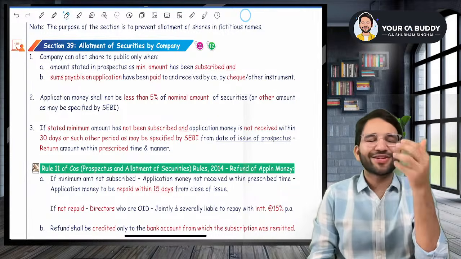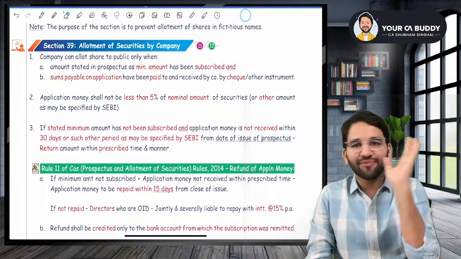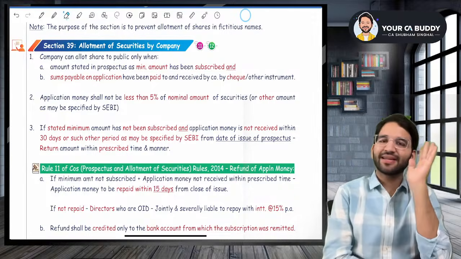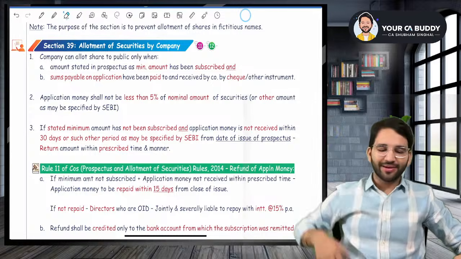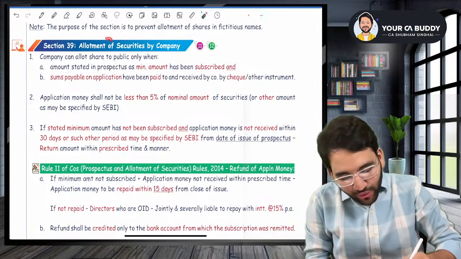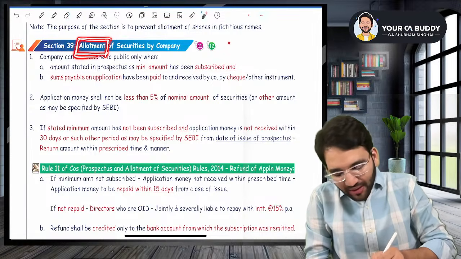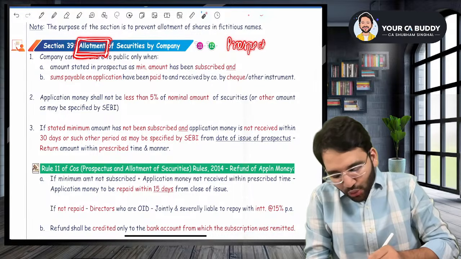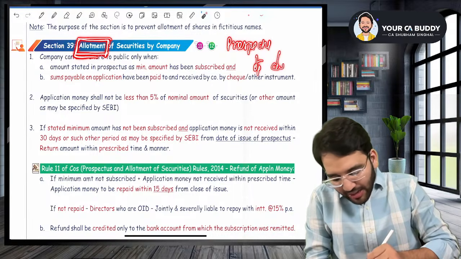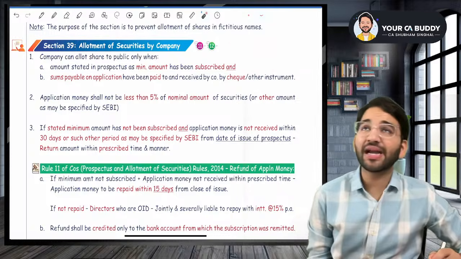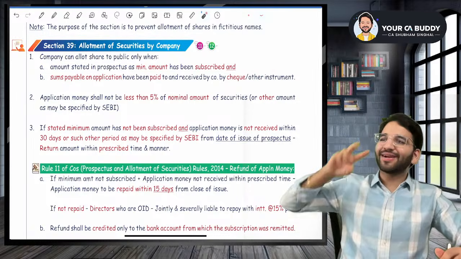Sir, what is section number 39? Section number 39 and 40 are very interrelated, very easy. Listen to me very carefully. Section number 39 talks about allotment. After issuing the prospectus, your issue will open and your issue will close. After that, how will you decide whether to do the allotment or not? So there are two conditions, sir.